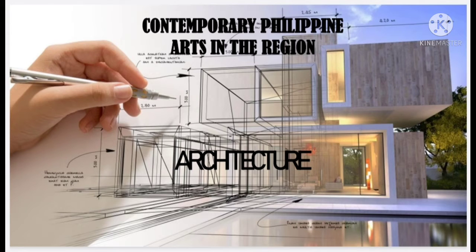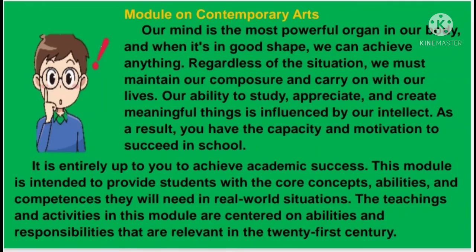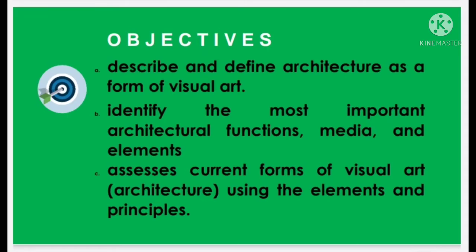We are now in Module 7. Our topic is architecture. We have objectives in this lesson. Number one is to describe and define architecture as a form of visual art. And then you are going to identify the most important architectural functions, media, and elements. Then assess current forms of visual art using the elements and the principles.